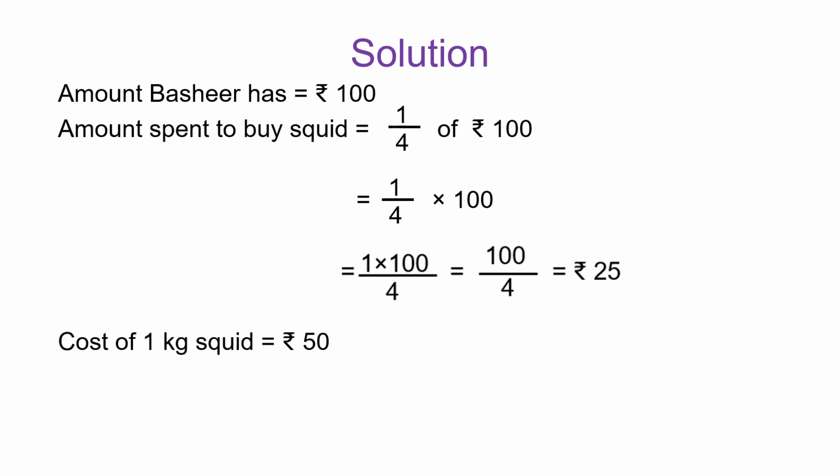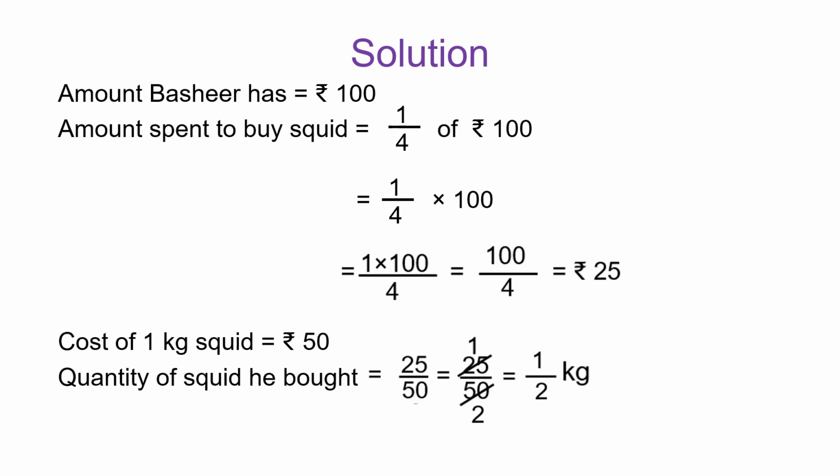Cost of 1 kg squid: 50 rupees. Quantity of squid he bought is 25 out of 50, that is 25 divided by 50. Here we have to simplify the fraction. Simplification means we have to divide the numerator and denominator by the same number. Let us divide the numerator and denominator by 25. 25 ones are 25 and 25 twos are 50. It equals 1/2 kg. So he bought 1/2 kg squid.